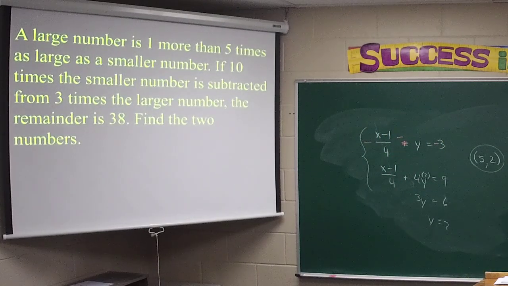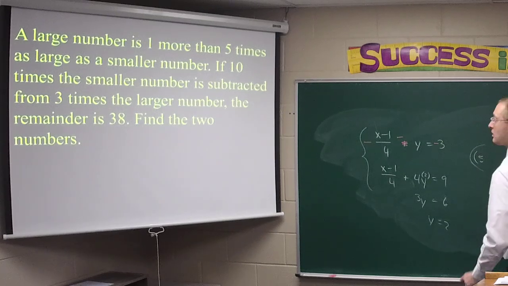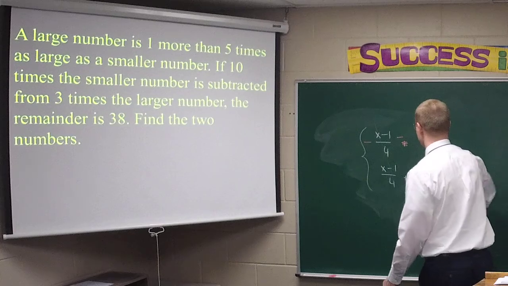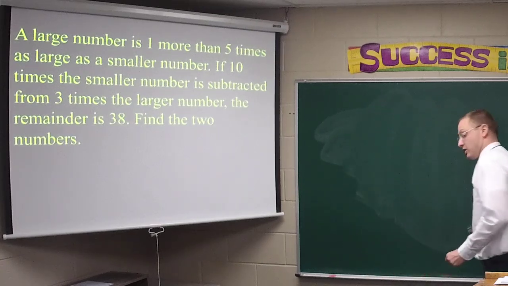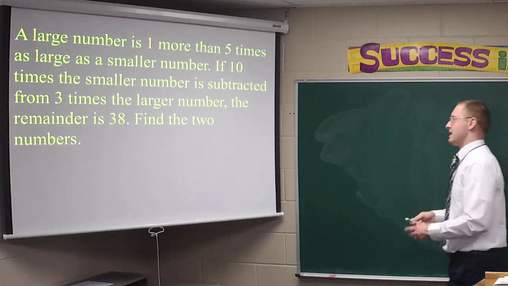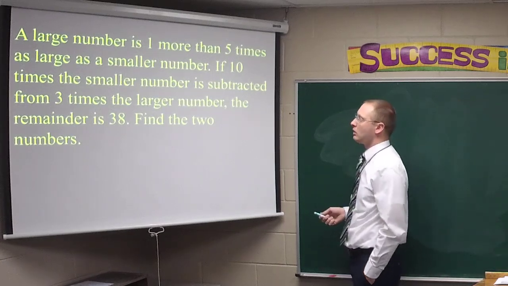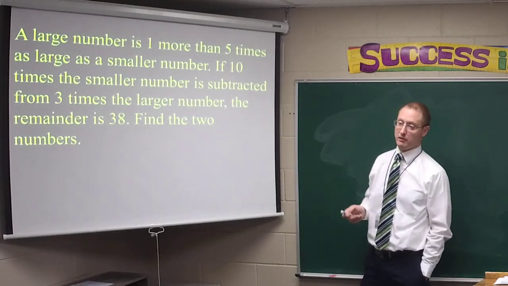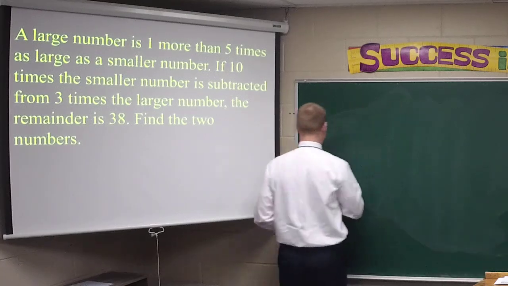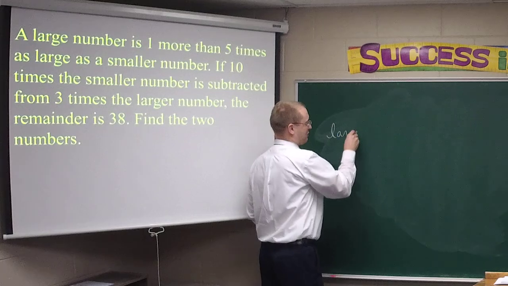A large number is 1 more than 5 times as large as a smaller number. If 10 times the smaller number is subtracted from 3 times the larger number, the remainder is 38. Find the two numbers. How many unknowns, obviously? 2. And what are the two unknowns? Number 1, number 2. We could do that, though it actually does refer to them specifically as being large and small. Large and small. We wouldn't want to get confused with something else.